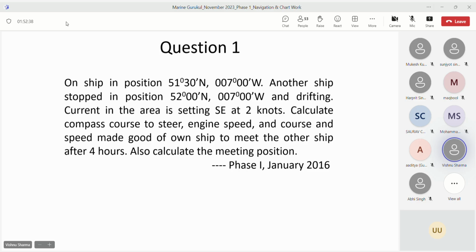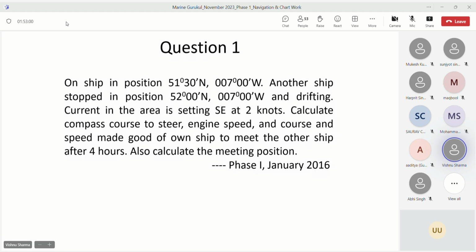Calculate the compass course to steer. Once you get the true course, please remember you'll have to convert from true to compass, which is a little tricky. Also calculate the engine speed, the course and speed made good of the own ship to meet the other ship after 4 hours, and the meeting position of the two vessels.